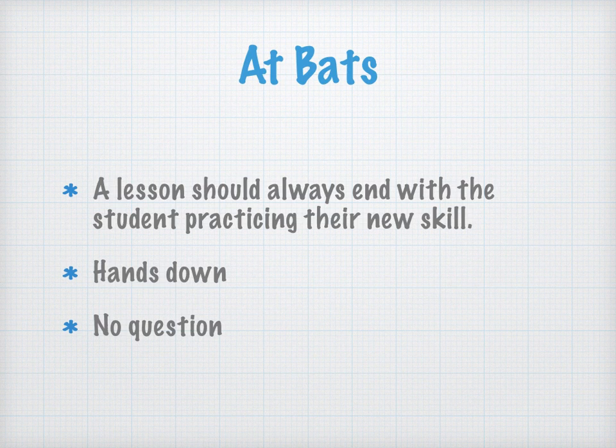Okay? The next technique is called at-bats. A lesson should always end with the student practicing their new skill. Go up to bat. Show me what you can do. Hands down, no question. If you are leaving the student and saying, okay, I really haven't seen that you know what you're doing, you can't give them homework on that. That is not fair, and it actually is more harmful. Again, if they haven't proved that they can do it, then why are we having them practice it?